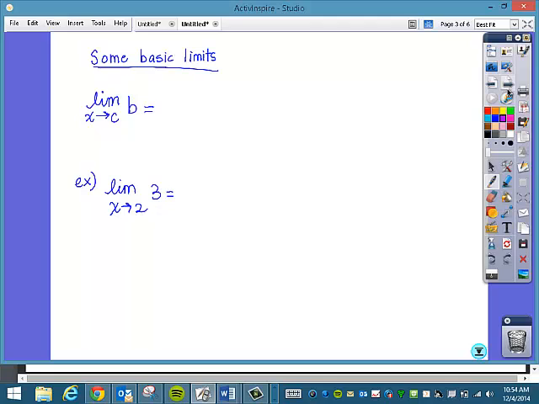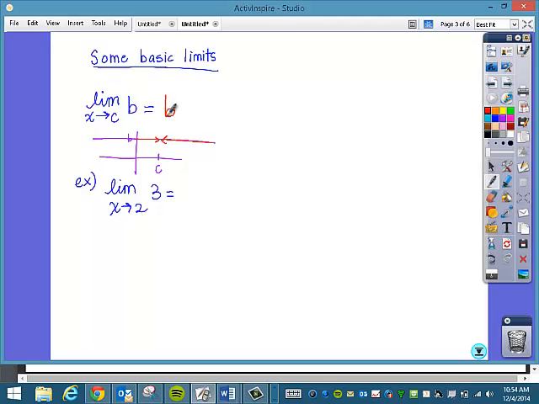All right, some basic limits to evaluate. The limit as x approaches c of b, where b is a constant. So if x is approaching a number c, and here's b, just some random number, and here's c, then as x approaches c, your y value is b. As x approaches c from the left and the right, you're still approaching the same y value of b.